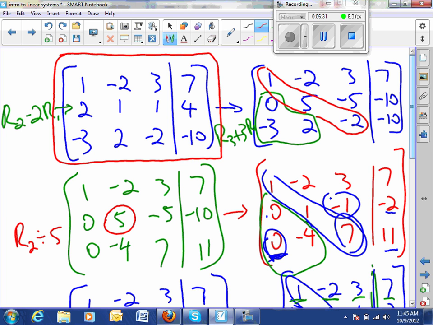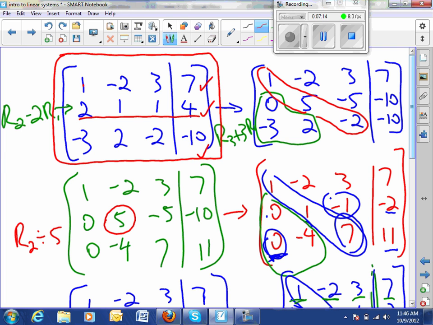So if x is equal to 2, I've got 1 times 2, that gives me 2, minus 2 times negative 1, and then plus 3 times 1, and that does in fact give me 7. Second equation here, I've got 2 times 2, plus 1 times negative 1, plus 1 times 1, and that does equal 4, so this one checks. And then the last equation, I got negative 3 times 2, plus 2 times negative 1, plus negative 2 times 1, and that does equal negative 10.